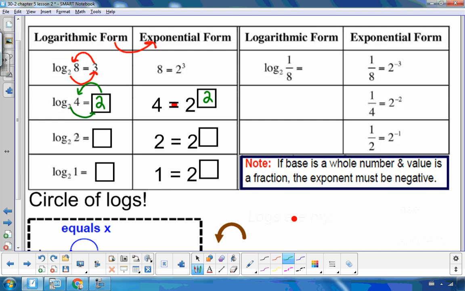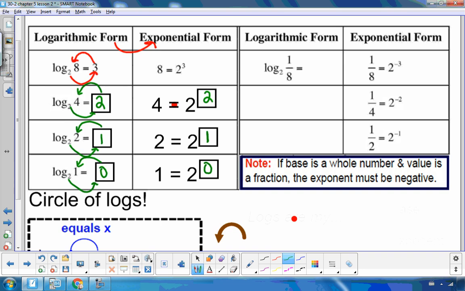Again, log base 2 of 2 equals what? So 2 to this unknown value will give me 2. Well, that value is 1. So log base 2 of 2 is 1. Log base 2 of 1 equals, we want to know what? 2 to the unknown value will equal 1. The only time you can equal 1 with any base is if the exponent has a value of 0. So 2 to the 0 equals 1, which means that log base 2 of 1 equals 0.